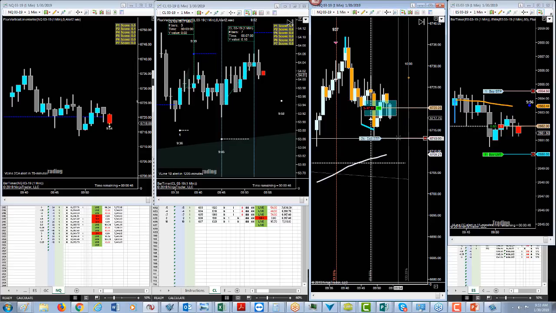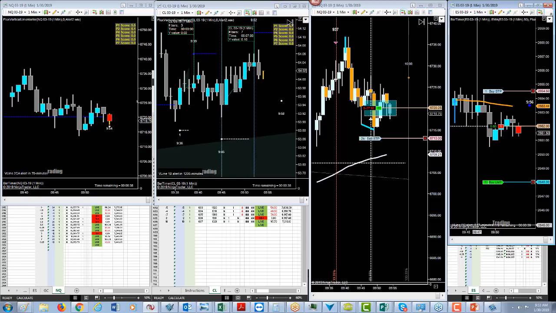My trade's not really working out on the NQ. Fortunately, the ES is in the green as badly as the NQ is in the red. Neither one of them is running.